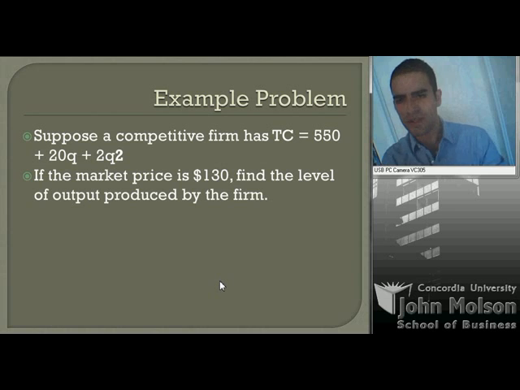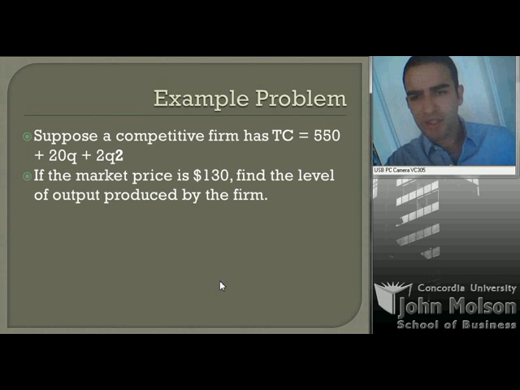Now let us take a look at a small example. Suppose a competitive firm has total cost equal to 550 plus 20Q plus 2Q squared. If the market price is 130, find the level of output produced by the firm. This is a very simple question, and remember, since it is a competitive firm, all we need to do is find the marginal cost and set it equal to marginal revenue. And since it is a competitive firm, we know that marginal revenue is equal to the price.